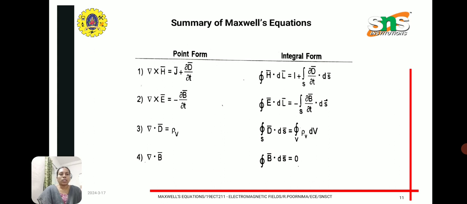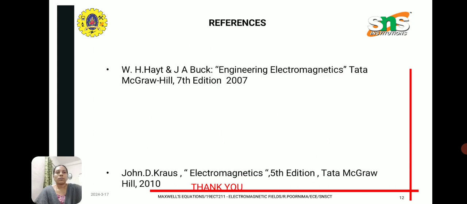The second equation is del cross E equal to minus dou B by dou t. It is derived from Faraday's law: a change in magnetic field produces electromotive force. The third one is del dot D equal to rho V. It is Gauss law for electric field. It is the divergence of flux density, or total flux is equal to total charge enclosed by the surface, where rho V is the volume charge density. And the fourth one is del dot B equal to 0, or integral B dot ds equal to 0. It is Gauss law for magnetostatics, or law of conservation of magnetostatics.